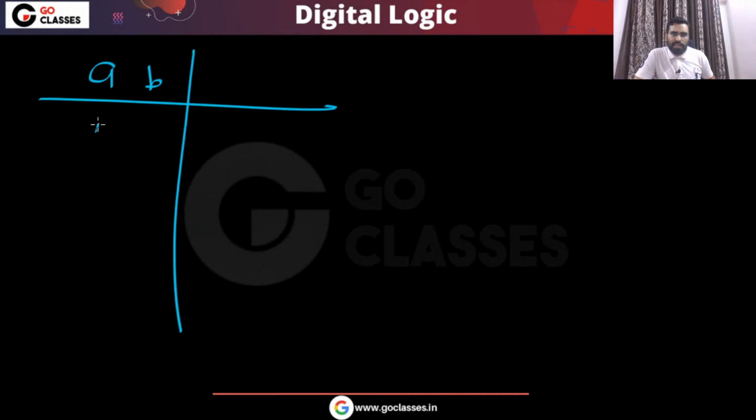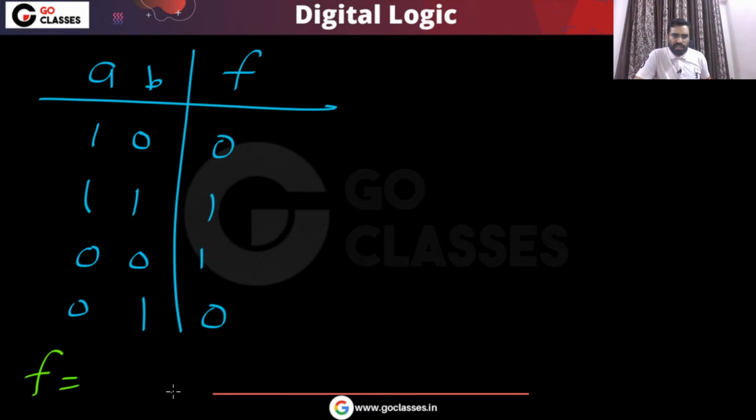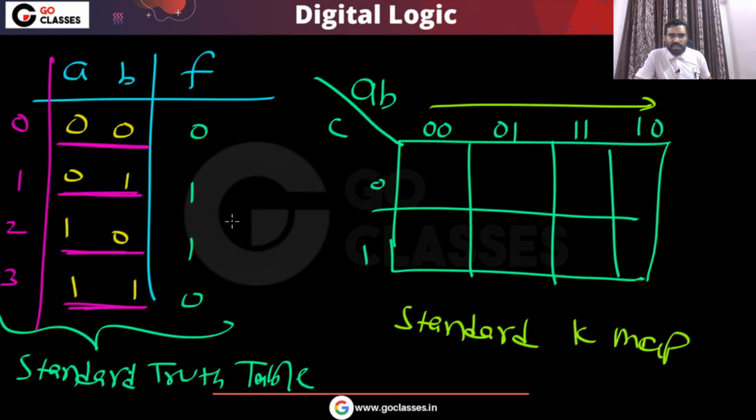For example, if I give you some random order, and give you the function, then tell me, what is function f here? In this truth table, this is a standard truth table, and this is the truth table of exclusive OR.